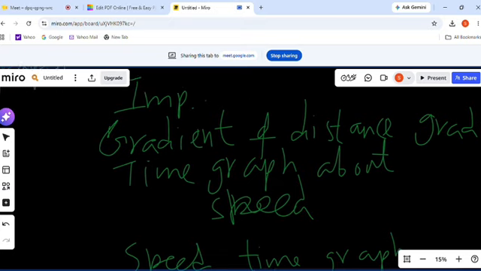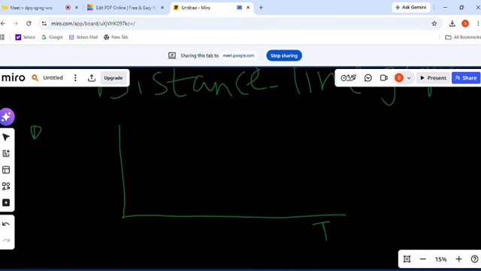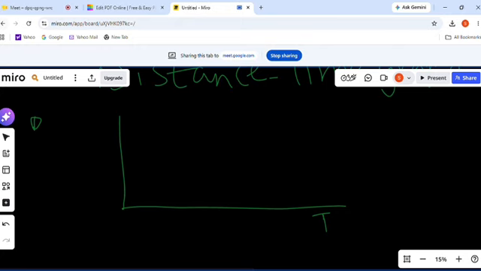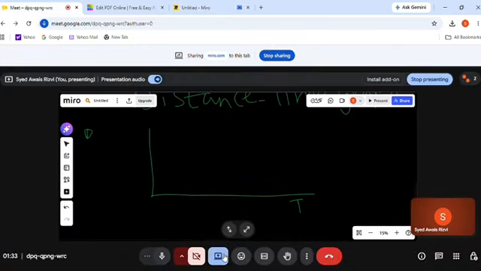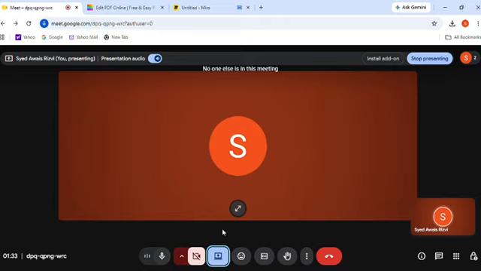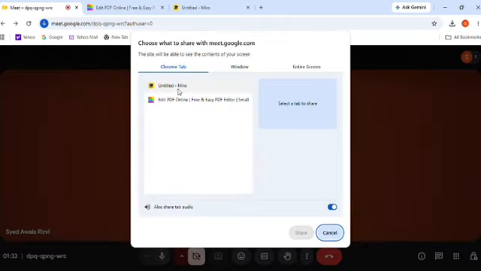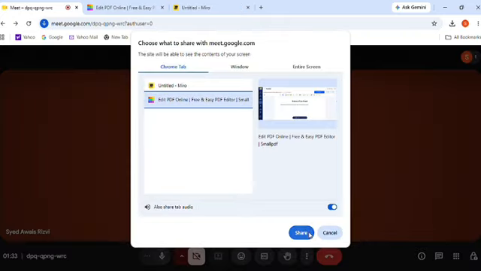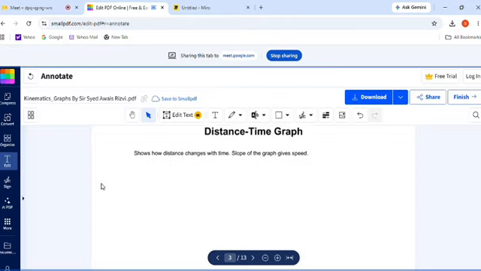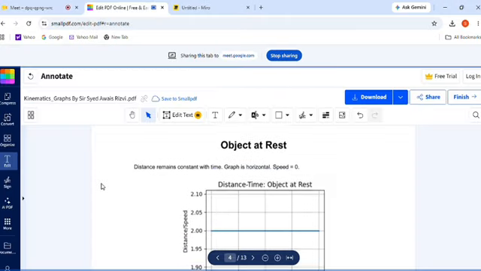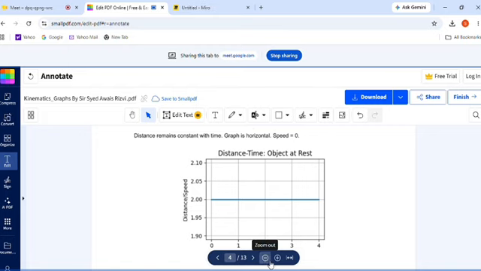So now we will discuss some cases about the distance time graph. Let me open my slides. I will show you the cases about the distance time graph. Here it is. So the number one case, you can see that the object is at rest.